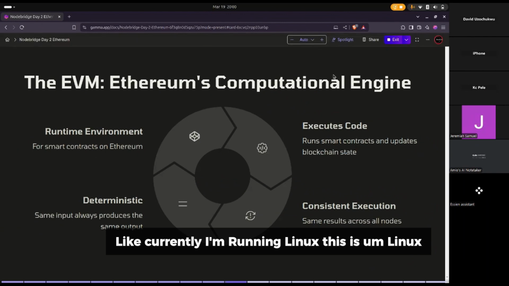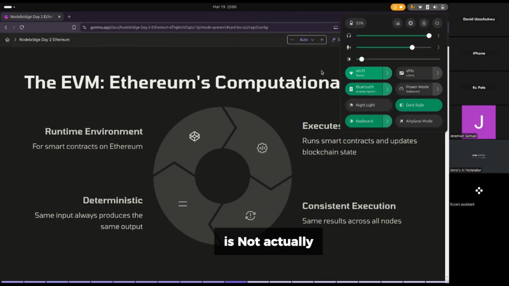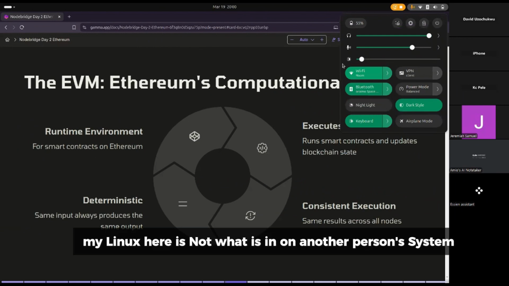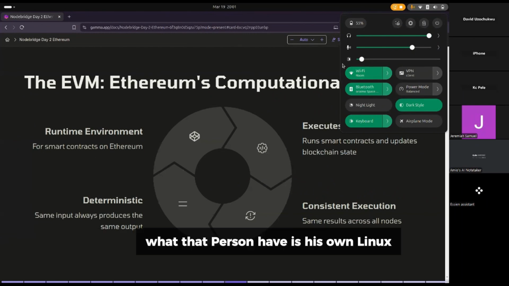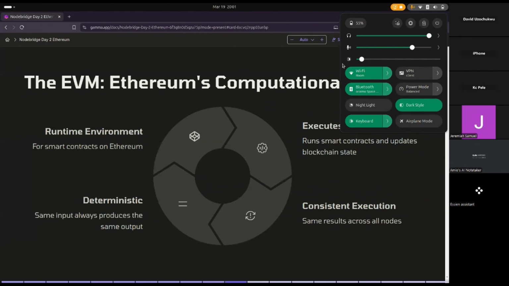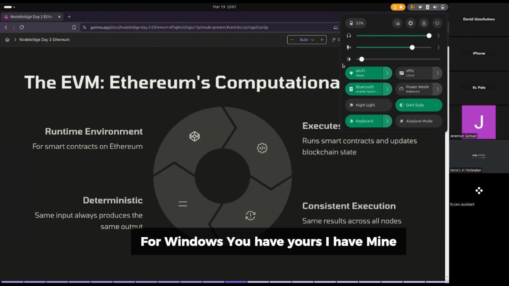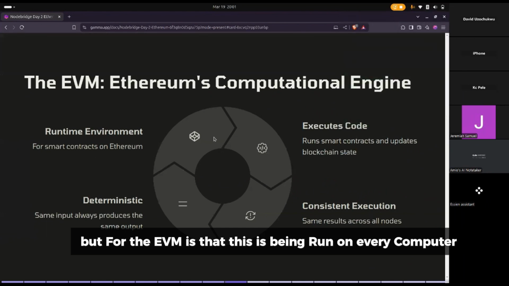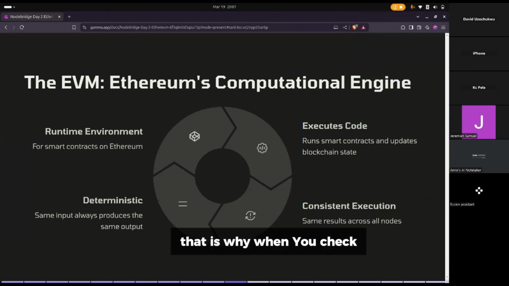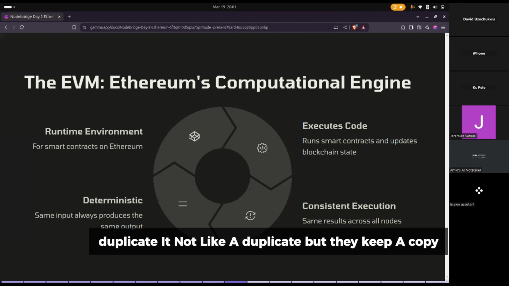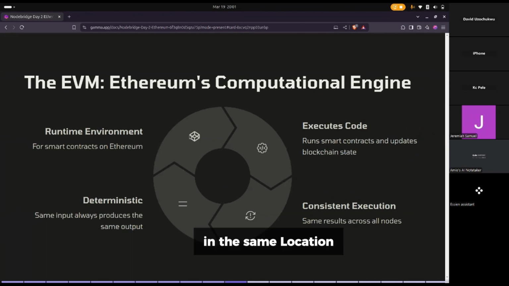Have you ever imagined that the Windows you have here, like currently I'm running Linux. This Linux, my Linux here, is not what is on another person's system. What that person has is his own Linux, probably a different version, and then he has his own system. For Windows, you have yours, I have mine, every other person has theirs. But for the EVM, this is being run on every computer. That is why the moment there's a transaction, they all keep a copy in the same location. So that's what the EVM is.